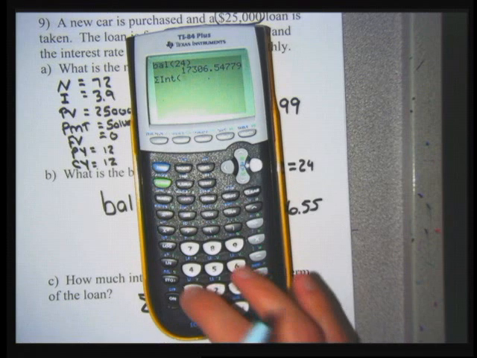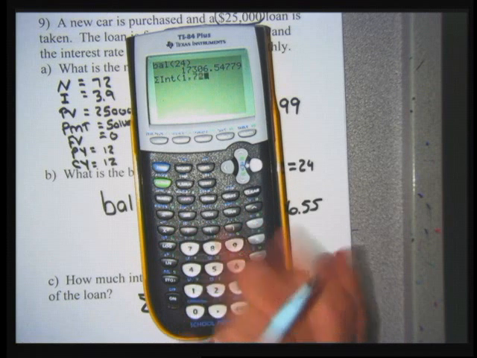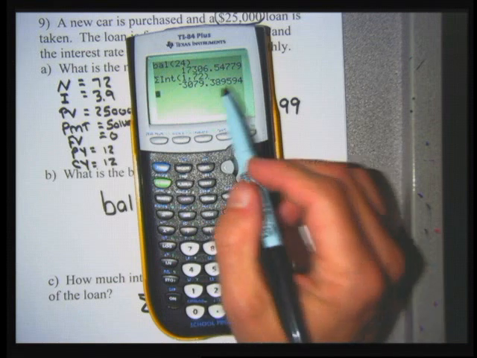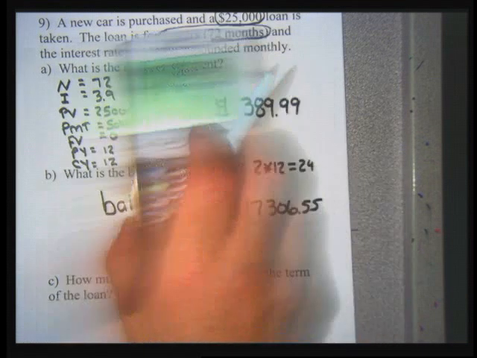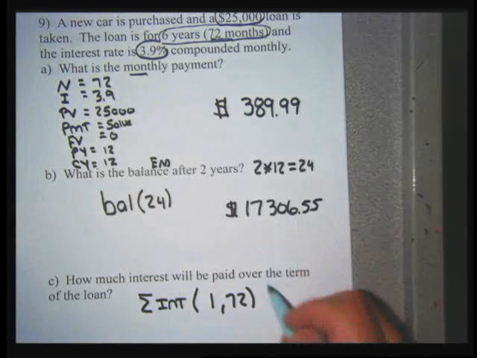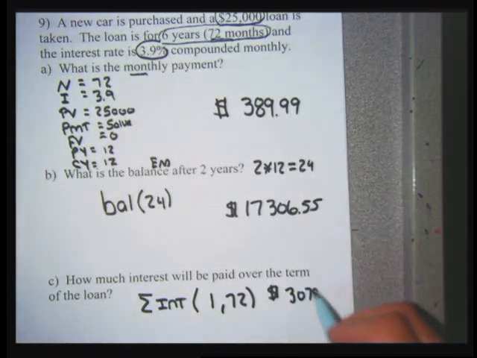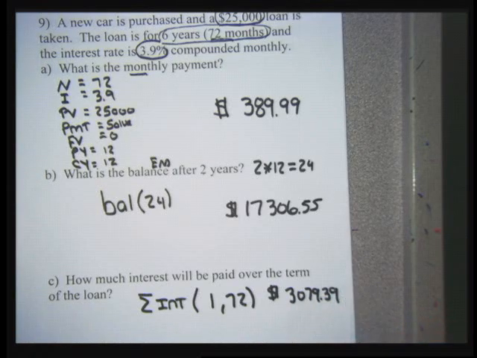Then I type 1, 72 for the 72 payments. And then I hit enter. Gives me a negative because it's money I'm spending. It's $3,079.39. That's it for that problem.